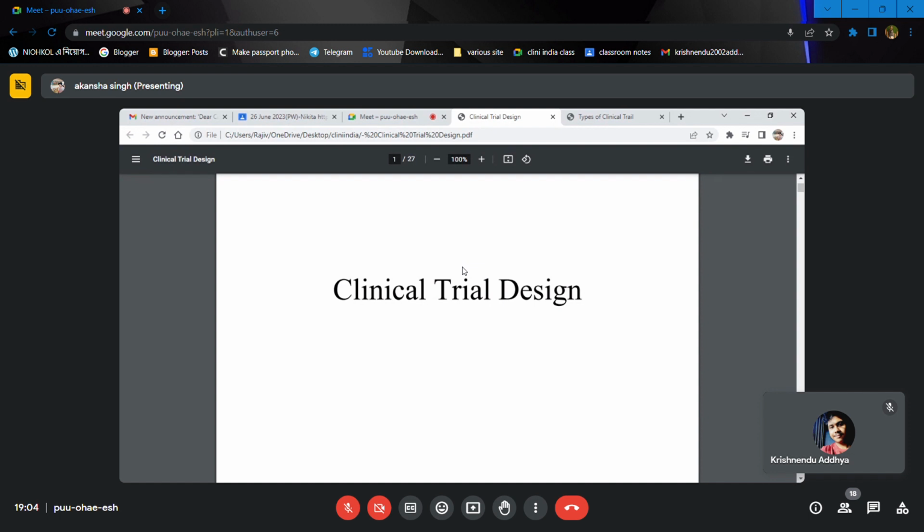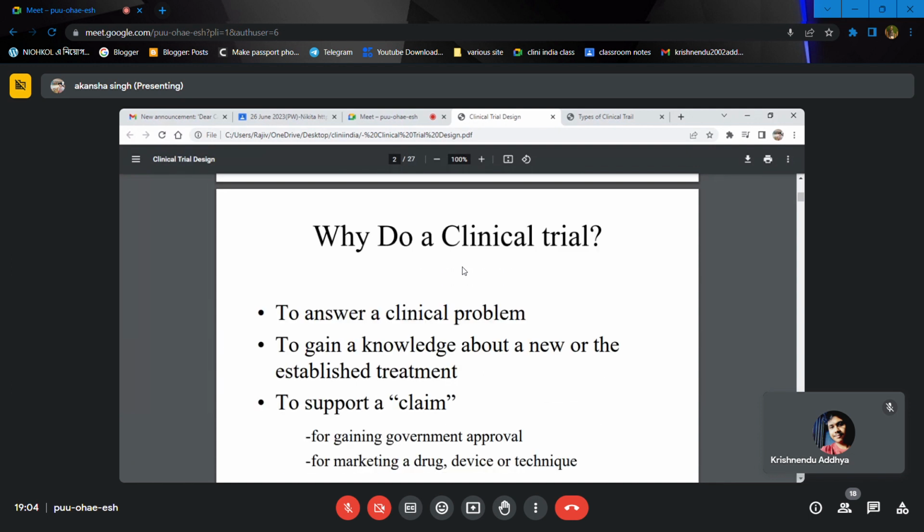When we say randomized, we randomly allocate the subjects into different groups. Like we have parallel study, we have crossover, we have withdrawal trial design, we have factorial design. So we'll see all of this.